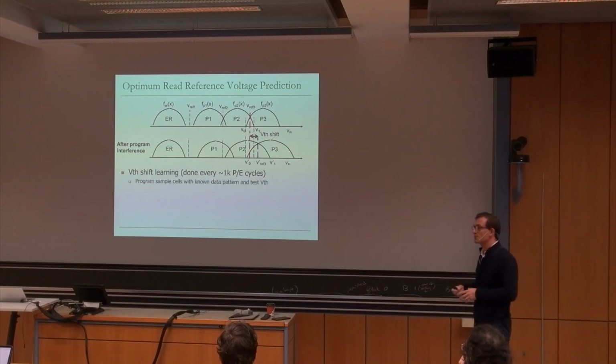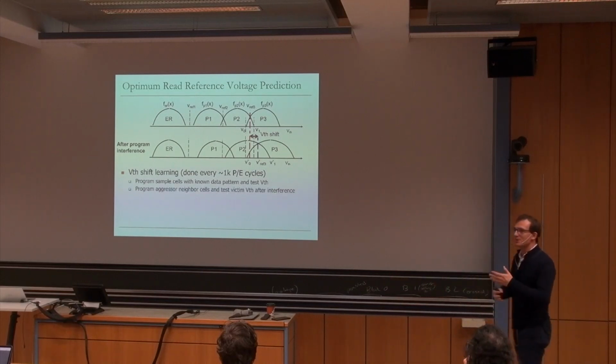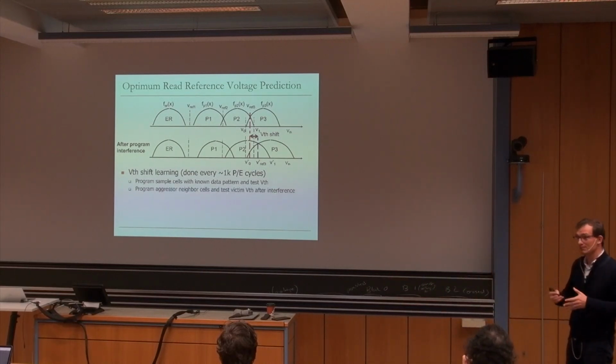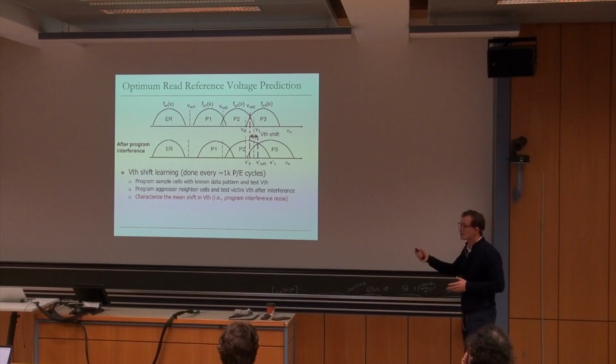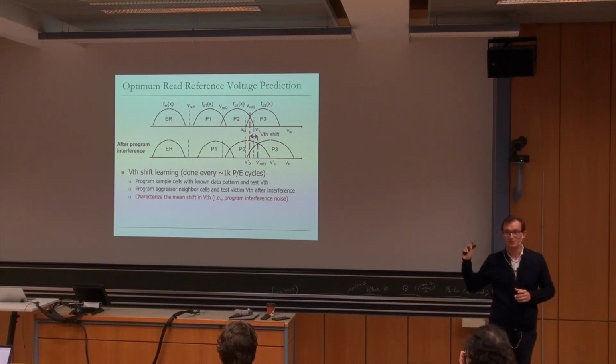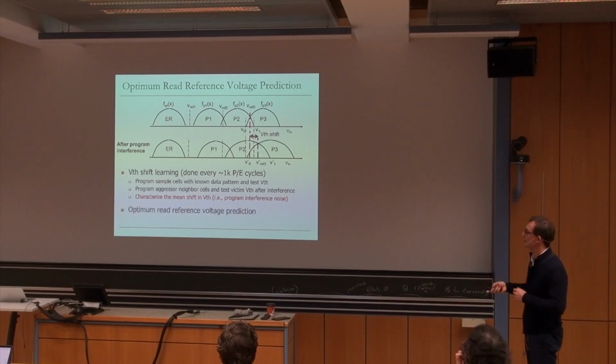You program some sample cells with known data pattern and test the threshold voltage. And you program some aggressor cells and test the victim threshold voltage after interference. And you characterize a mean shift in the threshold voltage. This is called program interference noise. I'm taking an example with program interference. Of course, there are many other effects that cause this threshold voltage shift.